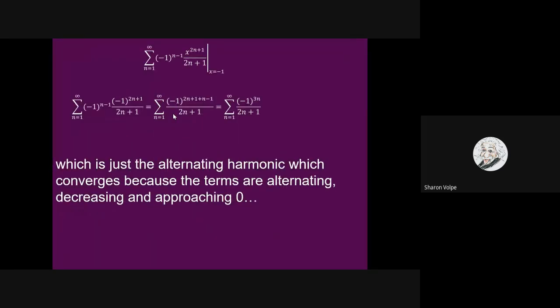And then when I plug in my -1, if I clean this all up, I get -1 to the 3n over 2n plus 1. That's just the harmonic series, right? It's just another form of that harmonic series. Now I have to plug in from the other side, that x equals 1. So I'm going to start over and plug in x is 1.